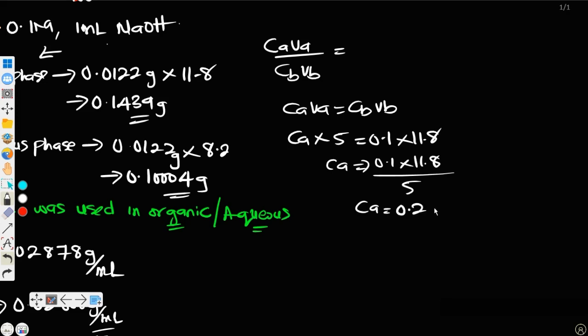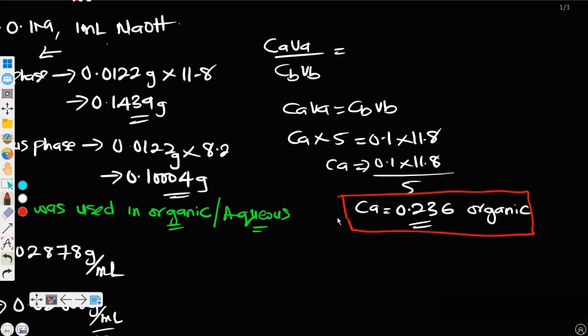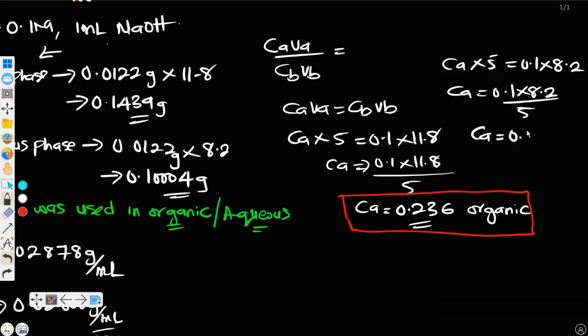Ca, and 0.236. This is for the organic phase. Now, how about the one for the aqueous phase? The aqueous phase will still give us the same thing. Ca times 5 is equal to 0.1. The only thing that will change is the titer value to what? 8.2. So we have Ca equals 0.1 times 8.2 divided by 5, which is equal to 0.164. This is for the aqueous phase.